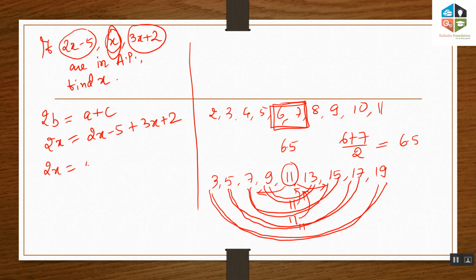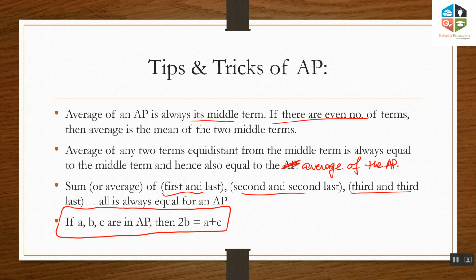2x is equal to 5x minus 3. 3x is equal to 3. x is equal to 1. That's it. It is that easy.